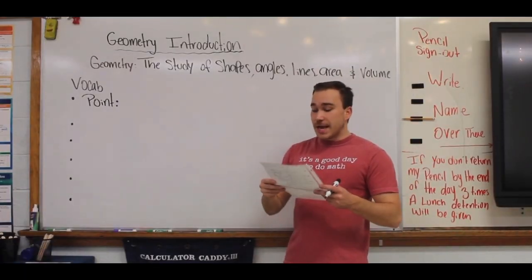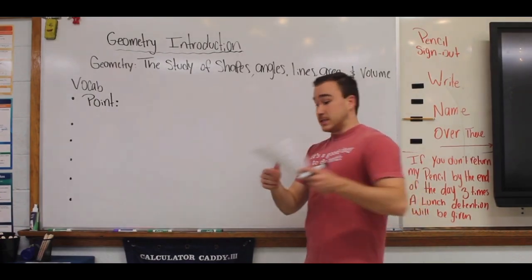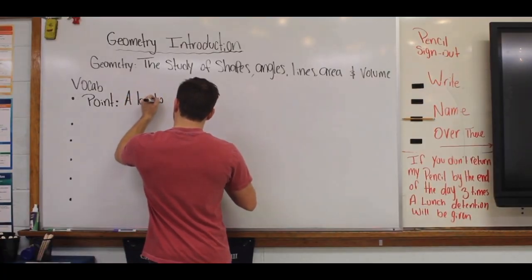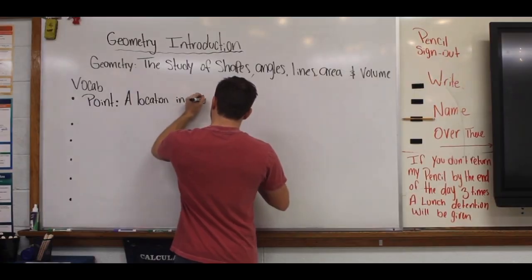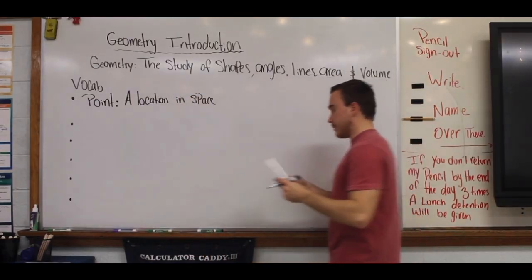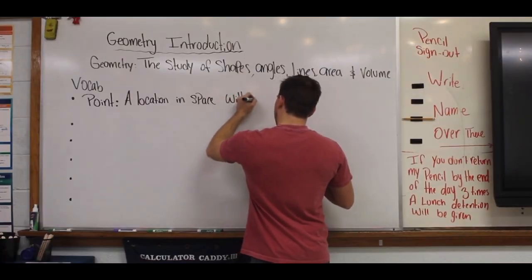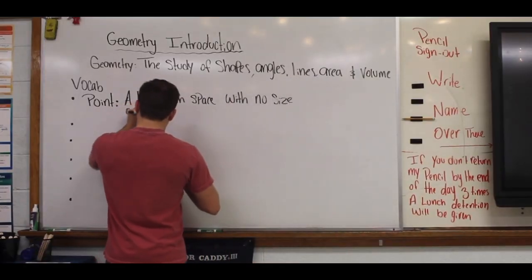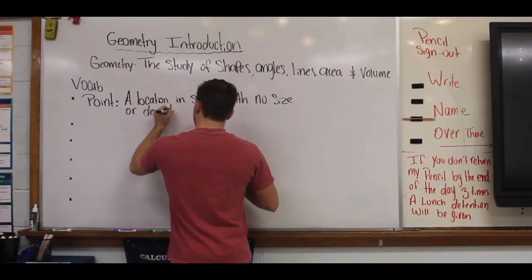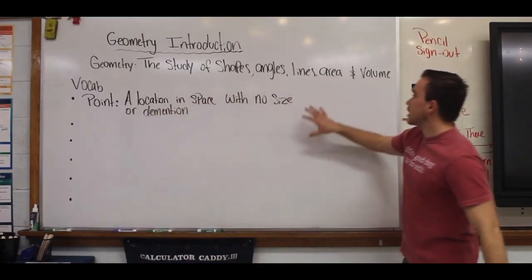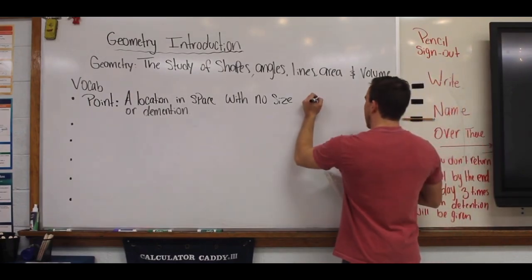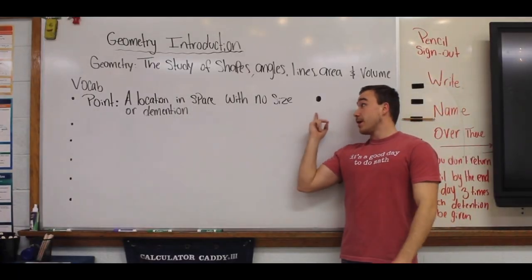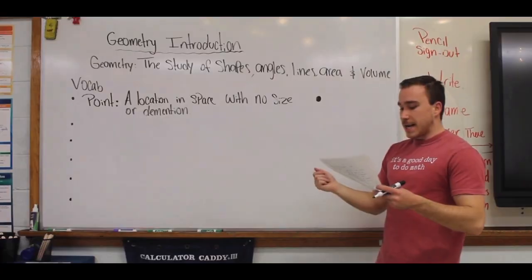Alright? So a point is a location in space with no size or dimension. And points are just basically a circle. Alright? That's what it looks like when you see a point on a graph. Same thing, a point.